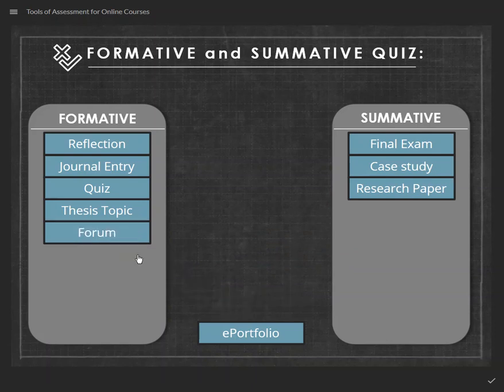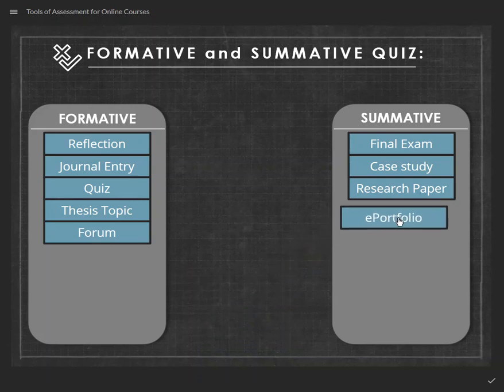Formative. Formative. Okay. And e-portfolio. Summative, I think. Okay. All right. Are we okay with the 5 and the 4 we've got here? We got 5 here and 4 here.